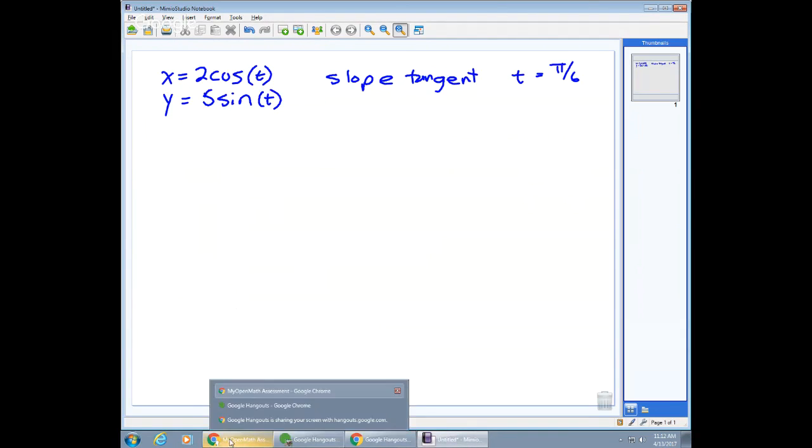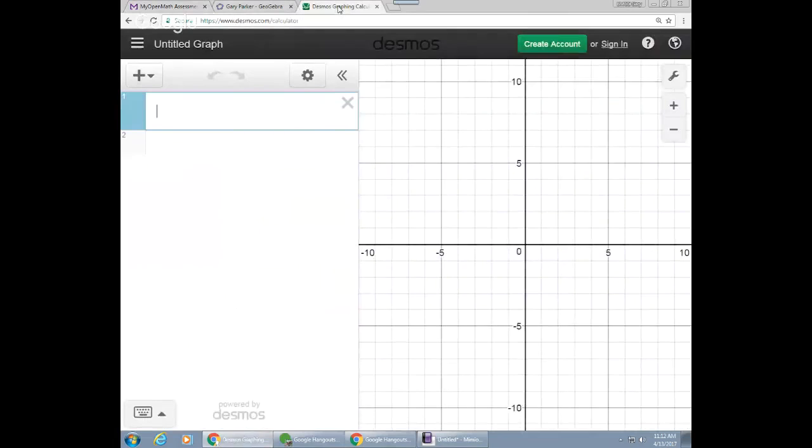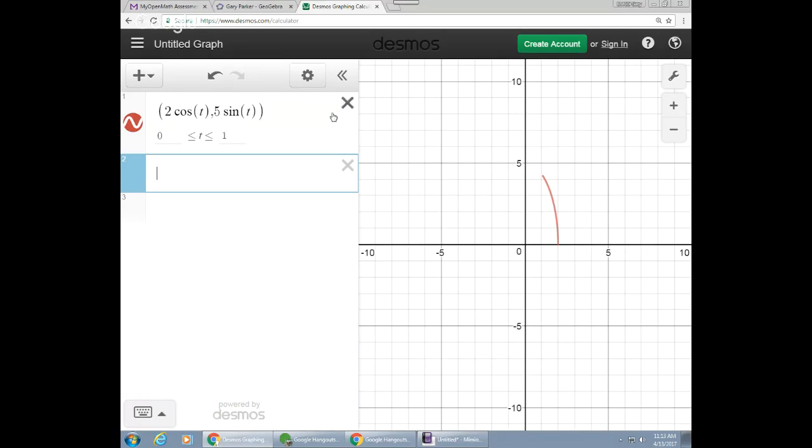So I'm going to go over to Desmos, and Geogebra can do this. Sometimes I like Geogebra better, sometimes I like Desmos better. Stick with Desmos since we've been using it. So I want 2 cosine of t, comma 5 sine of t. And it says, hey, let's let t go to 1, but we know we need a complete revolution, which is 2 pi. So the semi-major axis is 5, that's vertical this time, and the semi-minor axis is 2, distance from the center.